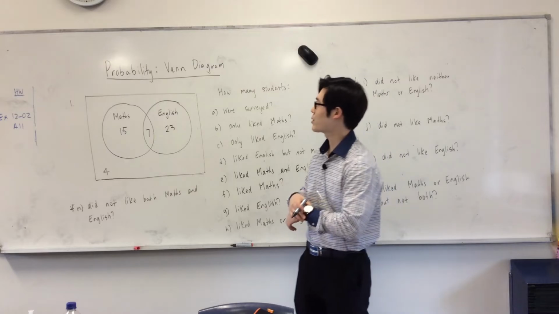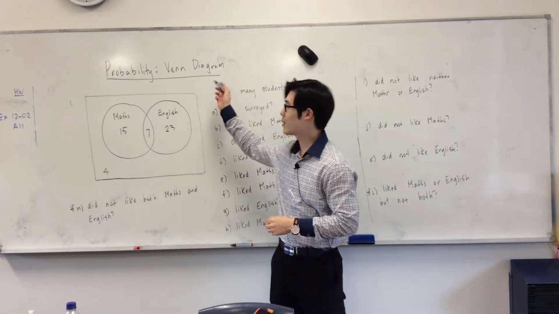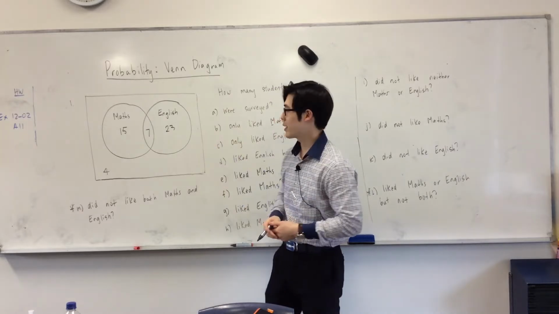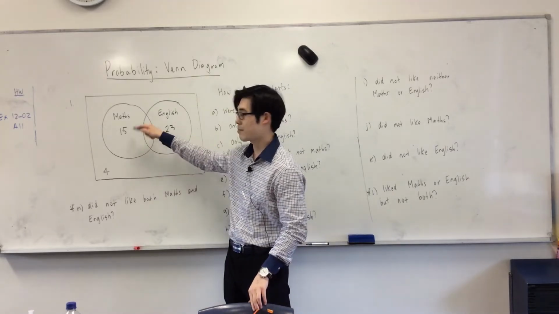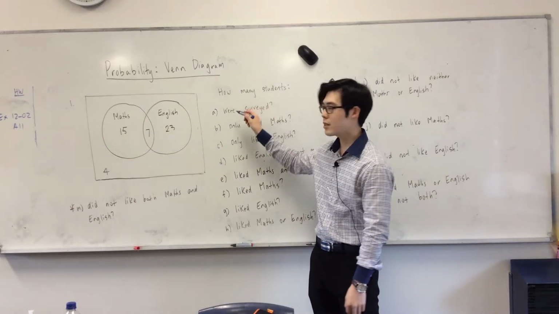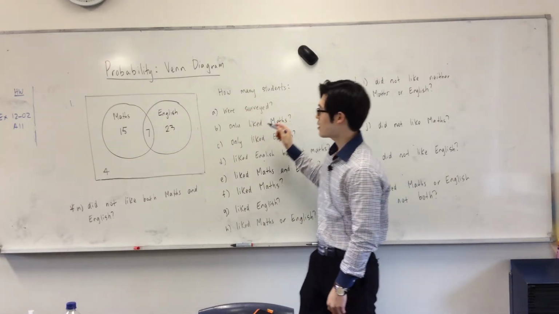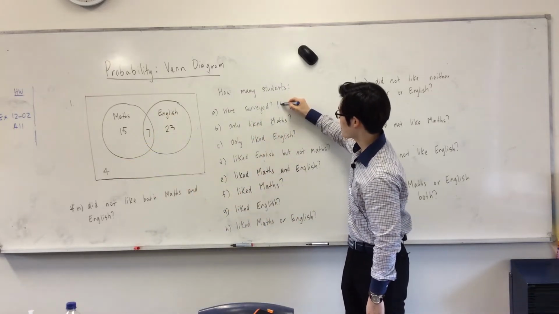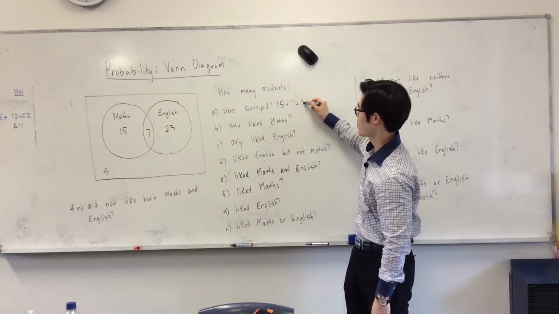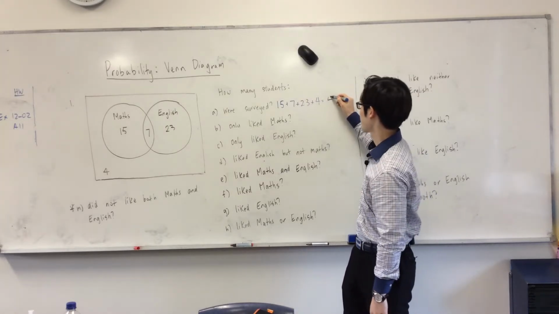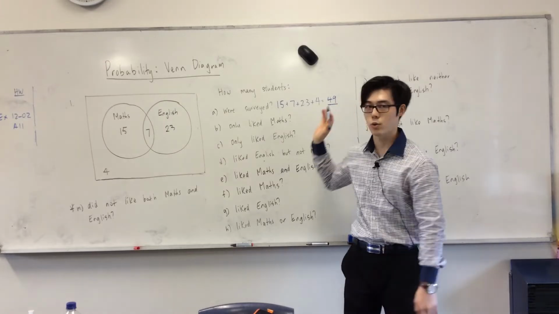So today we're going to start the term with probability and we're going to look at this Venn diagram. We have a Venn diagram here with a list of students who like maths, like English, or neither. The first question: how many students were surveyed? That means all the numbers inside the diagram, add them up, because that will calculate all the students that were surveyed. If you add them all up, you'll get 49. So 49 students were surveyed altogether.